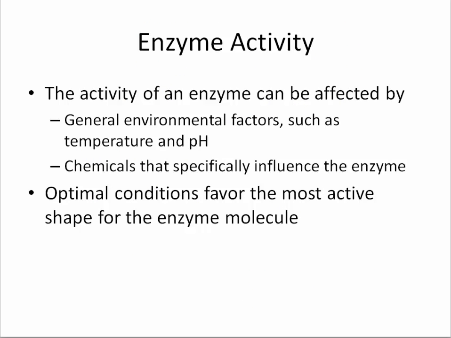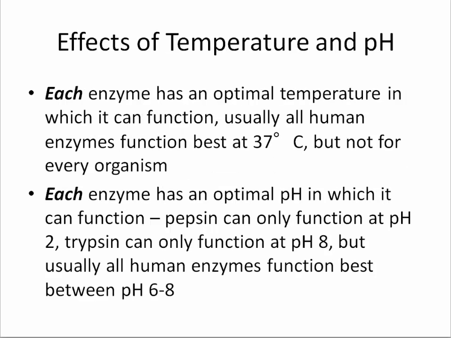The activity of an enzyme can be affected by general environmental factors like temperature, pH, and chemicals. Optimal conditions favor the most active shape for that enzyme molecule. So the effects of temperature and pH, let's look at those. Each enzyme has an optimal temperature in which it can function. Usually, all human enzymes function best at 37 degrees centigrade. But that's for humans, not for every organism. Each enzyme also has an optimal pH in which it can function.